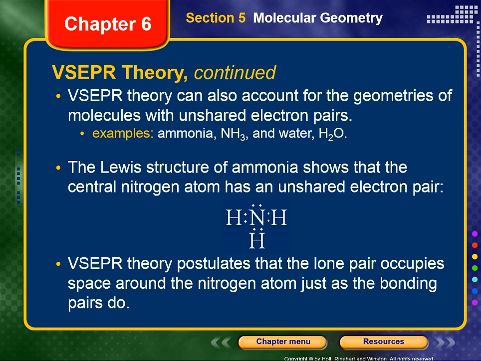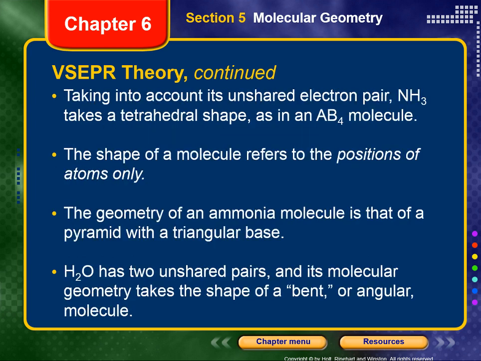The Lewis structure of ammonia shows that in addition to the 3 electron pairs it shares with the 3 hydrogen atoms, the central nitrogen atom has 1 unshared pair of electrons. VSEPR theory postulates that the lone pair occupies space around the nitrogen atom just as the bonding pairs do. Thus, in an AB4 molecule, the electron pairs maximize their separation by assuming the 4 corners of a tetrahedron. Lone pairs do occupy space, but our description of the observed shape of the molecule refers to the positions of atoms only.